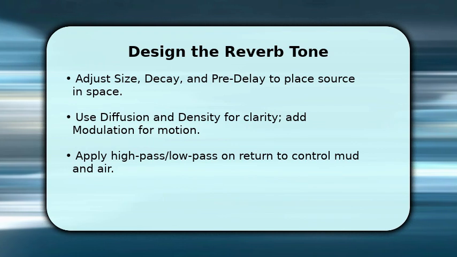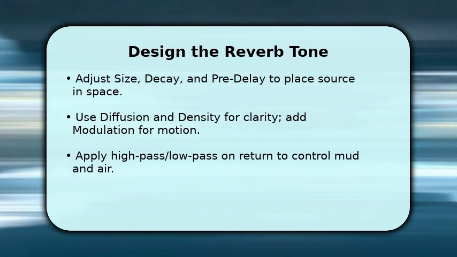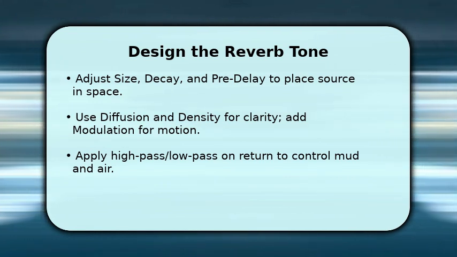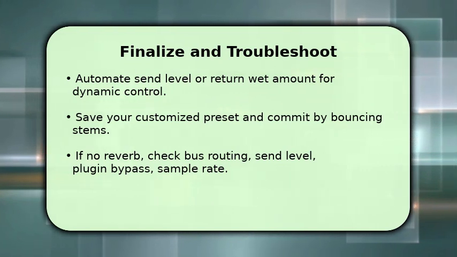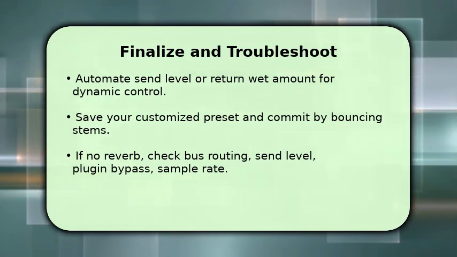Finally, place a HP/LP filter on the return to cut low-end mud and roll off harsh highs. Finish by automating the send or the aux wet level to keep the reverb dynamic across sections. This prevents wash in busy parts and adds space in sparse moments.